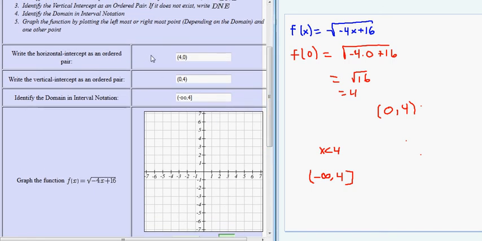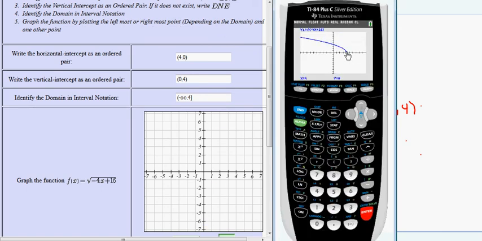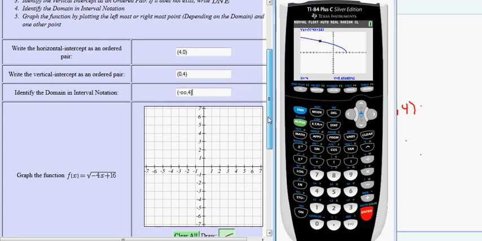It says graph the function by plotting the leftmost point or the rightmost point depending on the domain. So we have a rightmost point. My rightmost point was (4, 0), and then it goes on to say and one other point. So you might as well use the point (0, 4) since we worked so hard to get that. But suffice it to say, you could pick a different point. Like for example, I could go over here and trace, type in -4, since that's in my window here on the computer, and it would say y is roughly 5.5, 5.6, and you could get something close. But I probably would just go to this graph and make things simple.